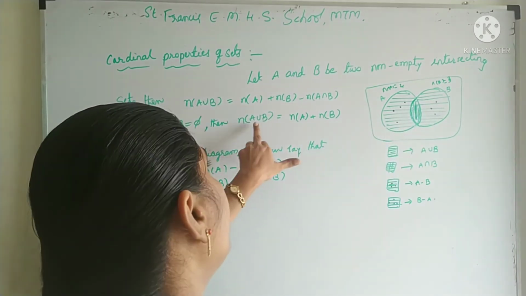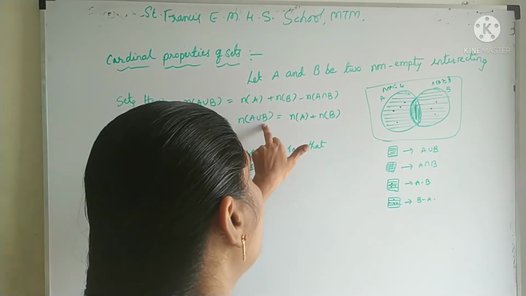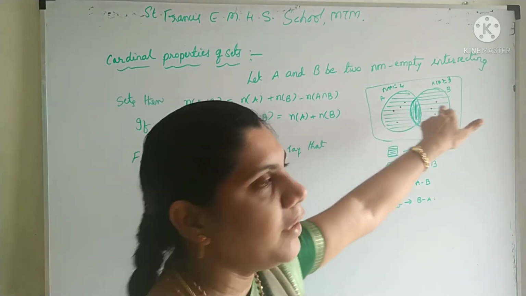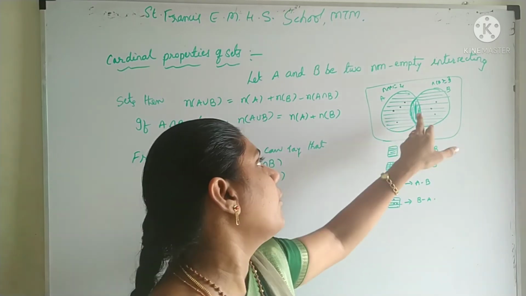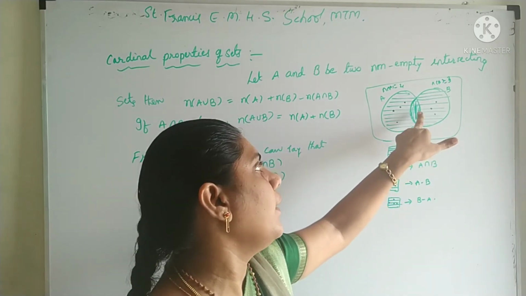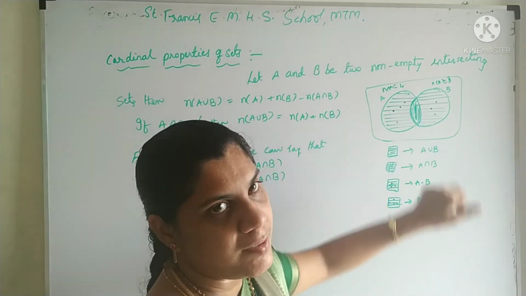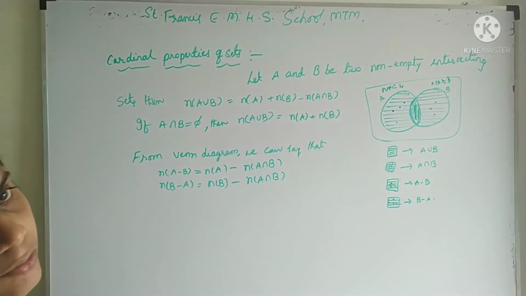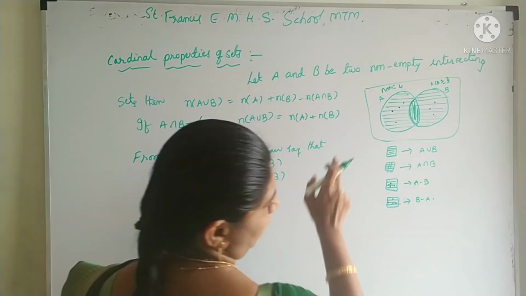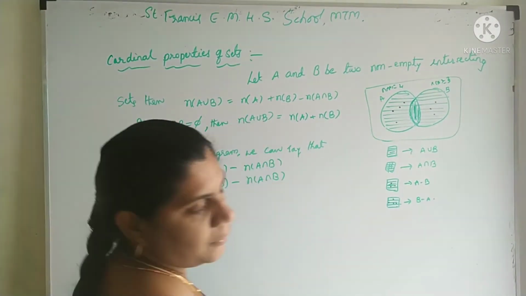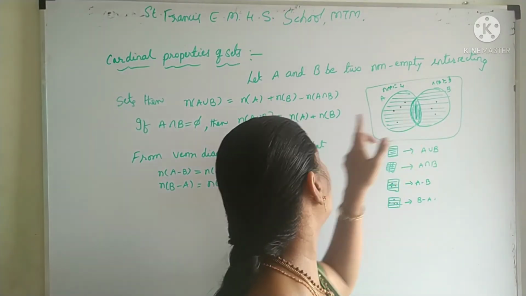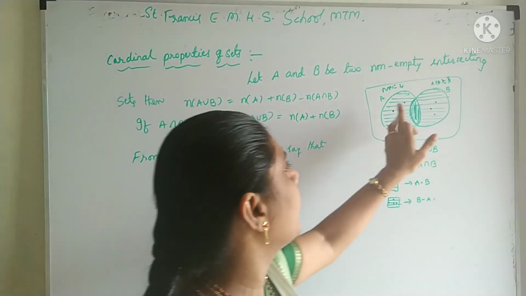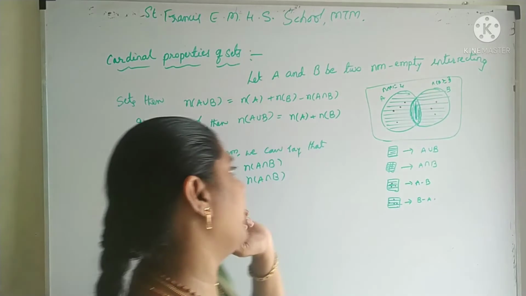So now see, A union B, what happens? A union B will be n of A plus n of B only. Directly we can add n of A and n of B elements. We need not subtract the intersection elements. Why? Because it is an empty set, so no need to add or delete anything. If we add n of A and n of B, we will get n of A union B, directly combining all the elements.